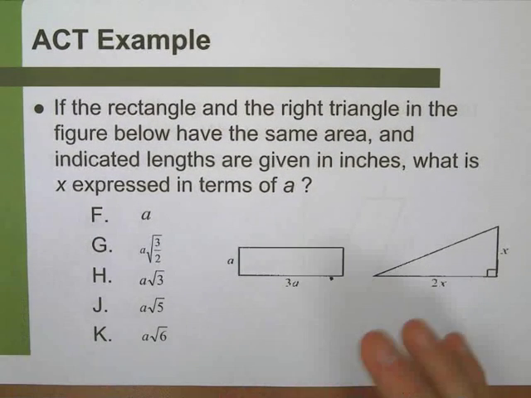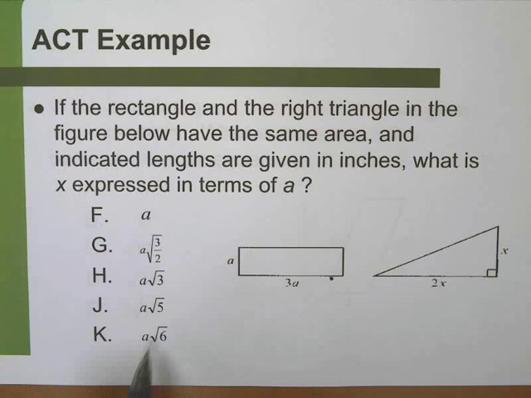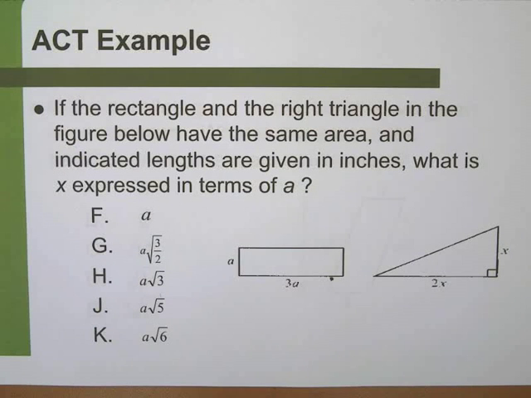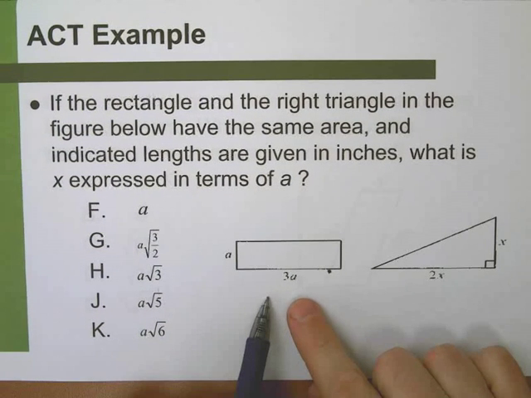Okay, so let's look at another ACT example. Keep in mind, this is set up so I really don't need a calculator. But this one's a little bit tougher. Notice it has square roots. That's going to scare some of you. If the rectangle and the right triangle in the figure have the same area, what is x in terms of a? Tough problem, right?